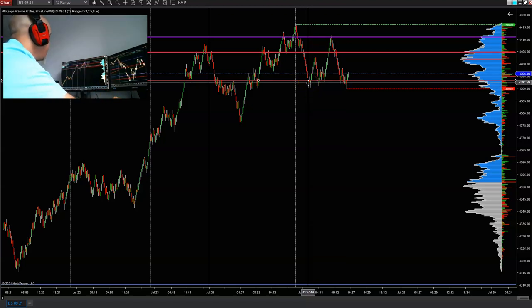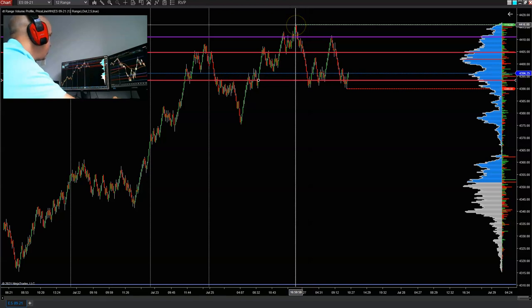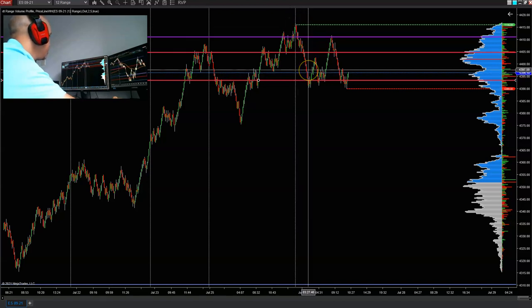Price is definitely going to have to take this area here at 44.16 out if it wants to continue pushing higher. And currently at the moment, it is not doing so.